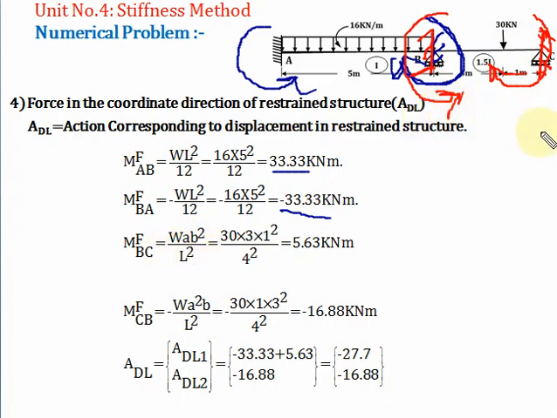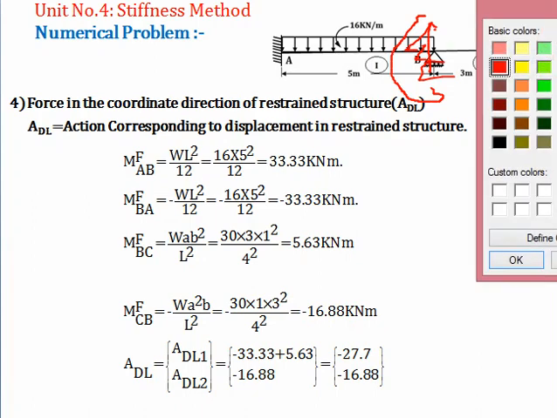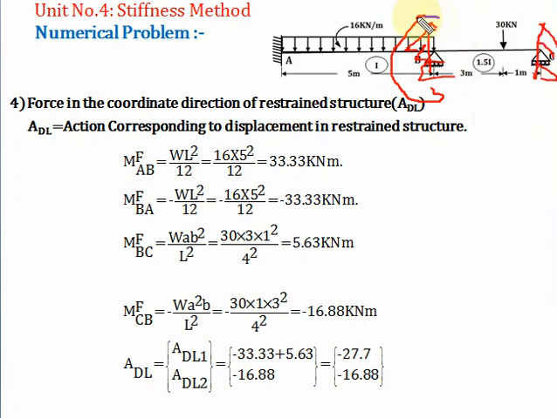Now here, it is too much. Okay, first we will fix. I have fixed it. These are the fixed moments. I will show it with another color. So this is the fixed moment in member BC. This is the fixed moment in member CB.